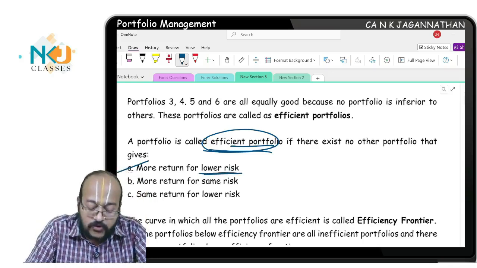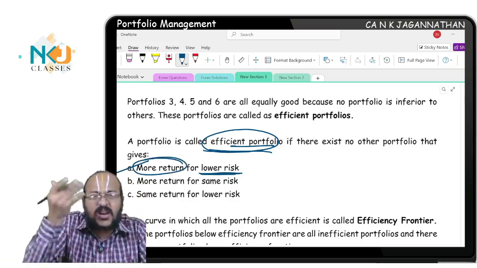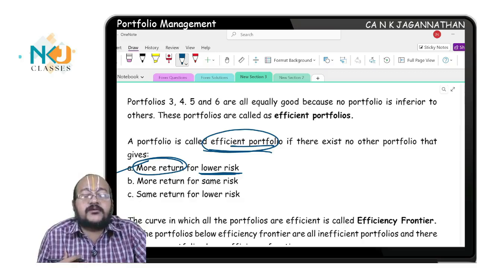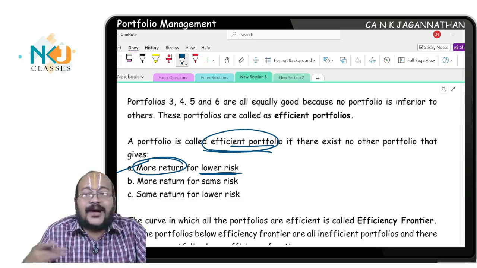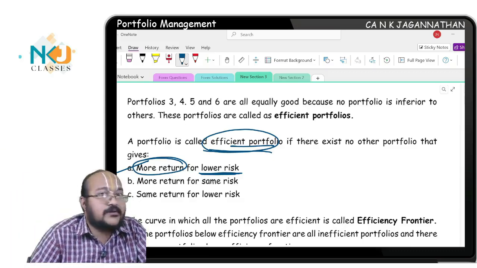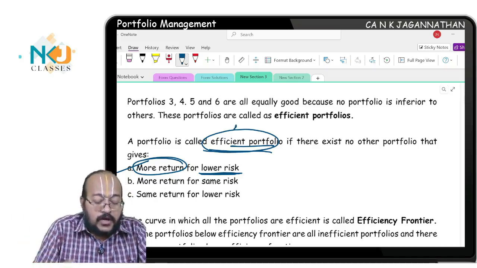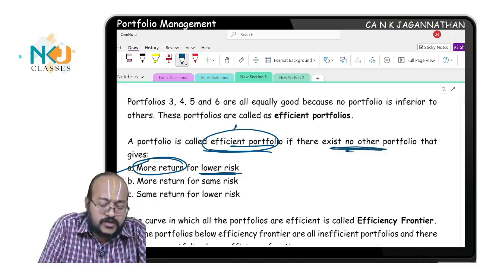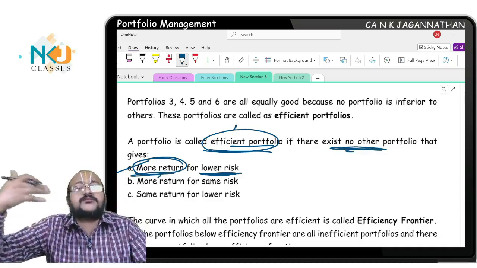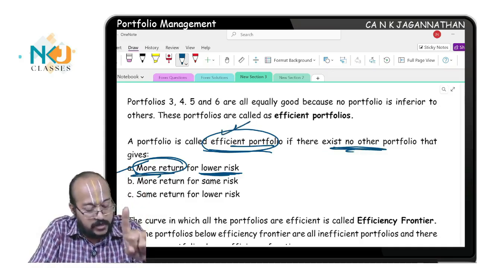See, there are two portfolios wherein the other portfolio is giving me more return for even a lower level of risk. Suppose this portfolio is giving 20% return for 10% risk, and the other portfolio is giving 25% return for just 8% risk, which means this portfolio will be inefficient compared to that portfolio. Now, if there exists no other portfolio which is giving me more return for lower risk, then for this given level of risk, this is the maximum return I can earn, which means this portfolio becomes efficient. Are you all understanding point number one?